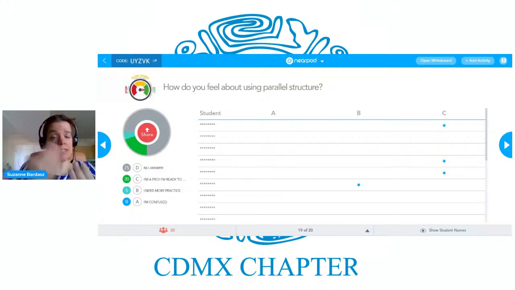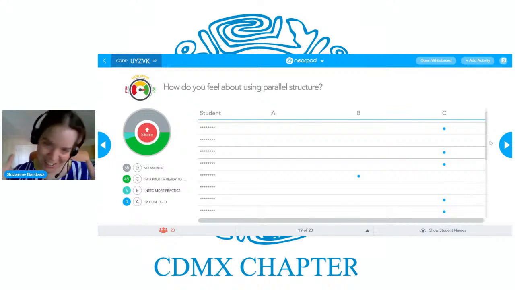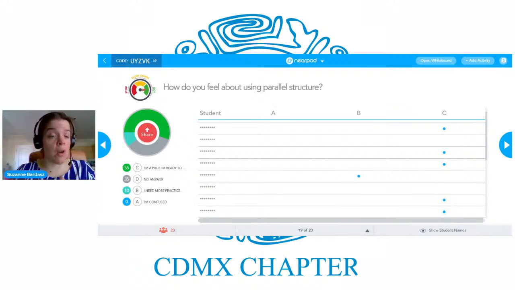This is the poll feature that we saw earlier. What's great about it is that as a teacher, I can see and keep track of how people are feeling after this very quick lesson, the fastest lesson on parallel structure that we've ever had to do. I'm really happy to see that the majority of you, 55%, said I'm a pro. 10% of you say I need more practice. Some of you are not answering because I have to move on. But you can see on the left-hand side here, this gives me a pulse. This lets me know how it feels from a teacher's perspective.